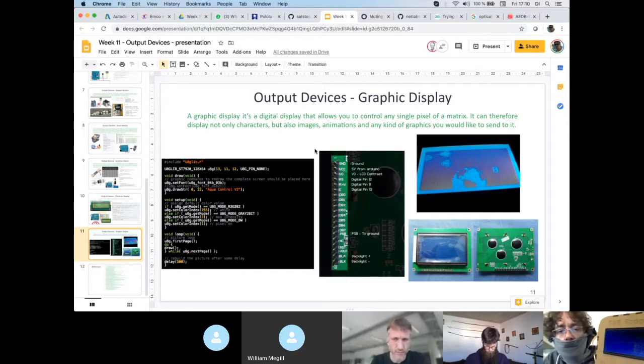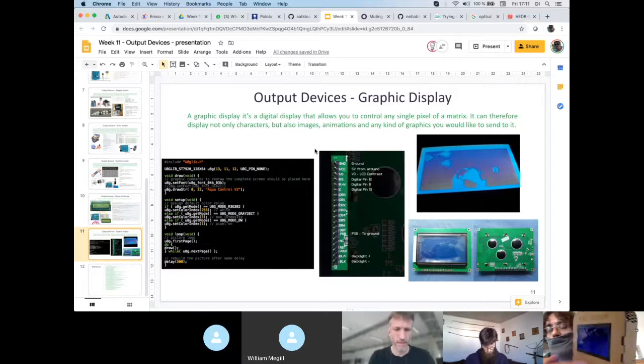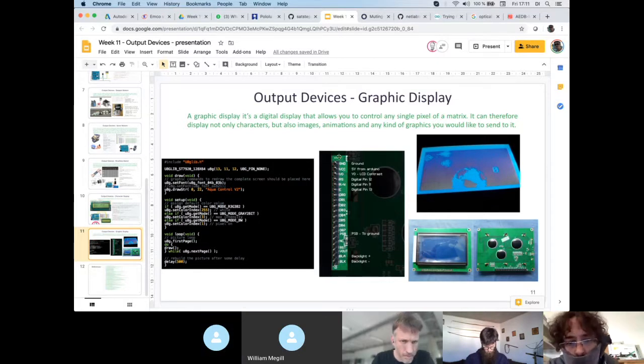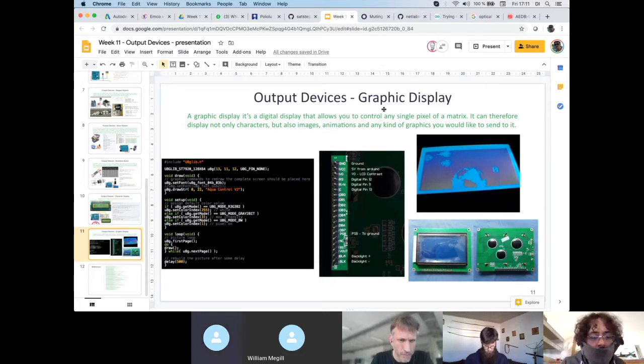But the cool thing is you also have a library that you can use to draw, for example, circles, or lines, or rectangles, or to draw characters with different fonts, and so on. So you have a sort of graphic library for it. And this one has a chip on the backside that needs only 3 digital pins to interface it with the microcontroller. The library that you can use is this U8glib.h.